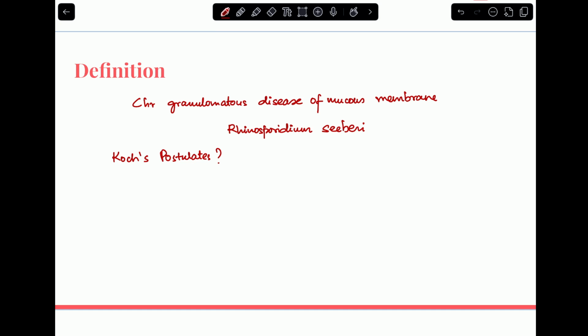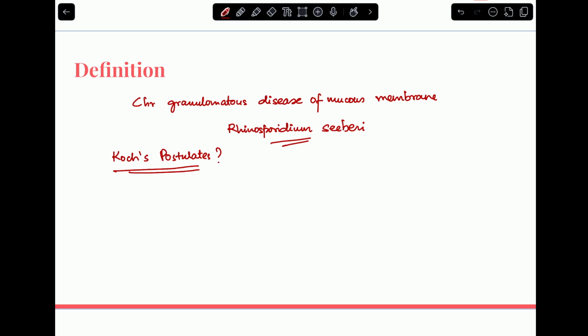Third is when this cultured microorganism is introduced into a healthy individual, that should cause the disease. And lastly, the microorganism which is re-isolated from the experimental host should be found to be identical to the original microorganism. So these are the four Koch's postulates, which have to be fulfilled so as to establish that a specific microorganism is causing a specific disease.